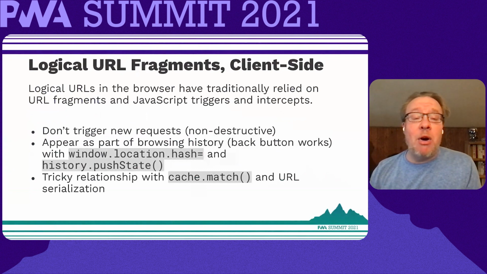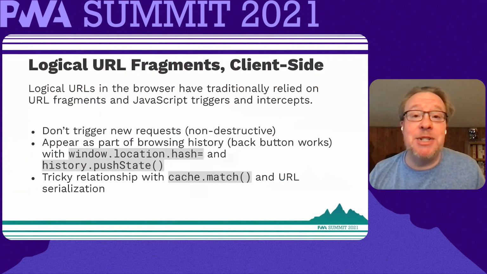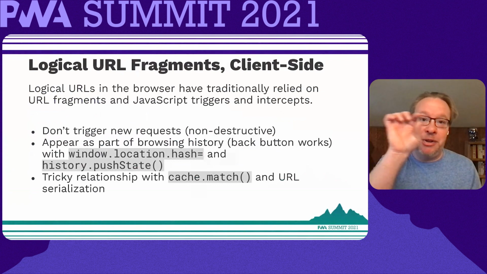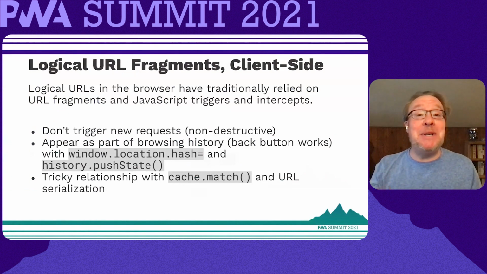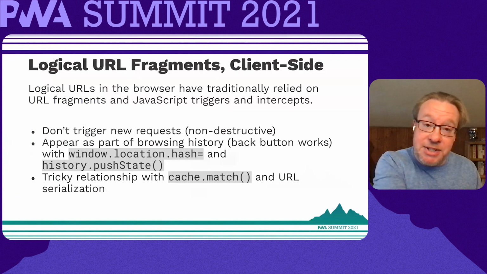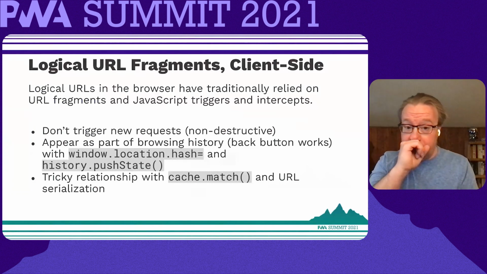They do appear as part of the browsing history, which is sometimes surprising when you think, oh, I'm just going to move through these different fragments. And of course, there can be cases where that's a problem. For example, if you've got an image carousel and people are clicking through it and you're using a URL fragment, they might be surprised to discover that they have to hit the back button once for every single image that they looked at. So that can be a tricky issue as well.